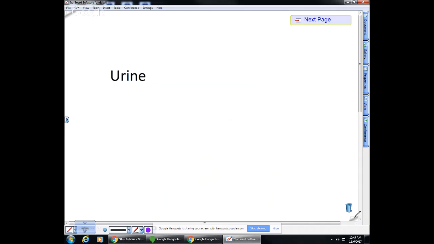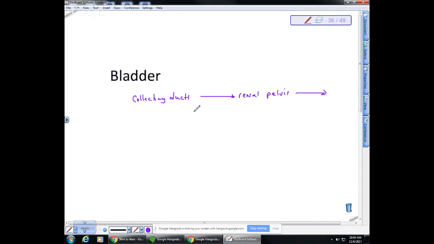So we actually already talked about urine, so I'm going to skip over that. Okay, so let's talk about the bladder. So remember that the pathway of urine coming in, it goes into the collecting ducts, and then it goes to the renal pelvis, right? And then it leaves via the ureter. And there's actually one ureter for each of the two kidneys. And from the ureter, it goes to the bladder. So the bladder can fill up and can store urine.